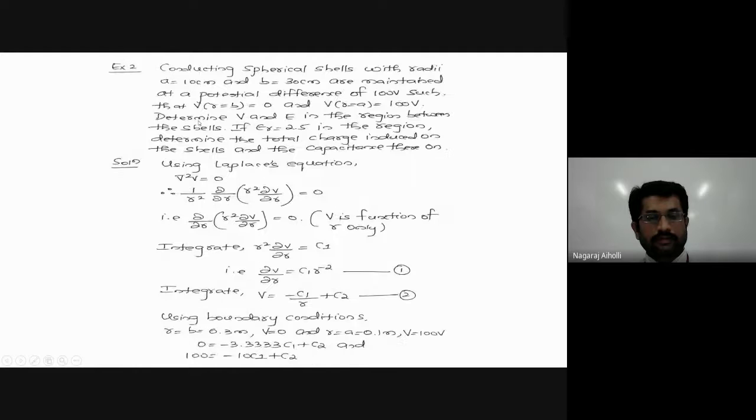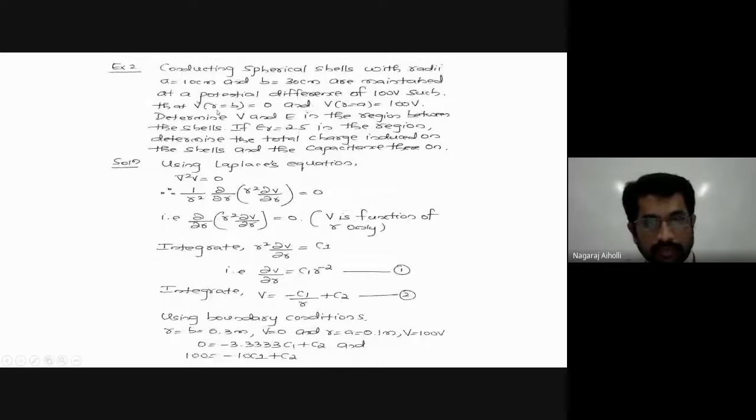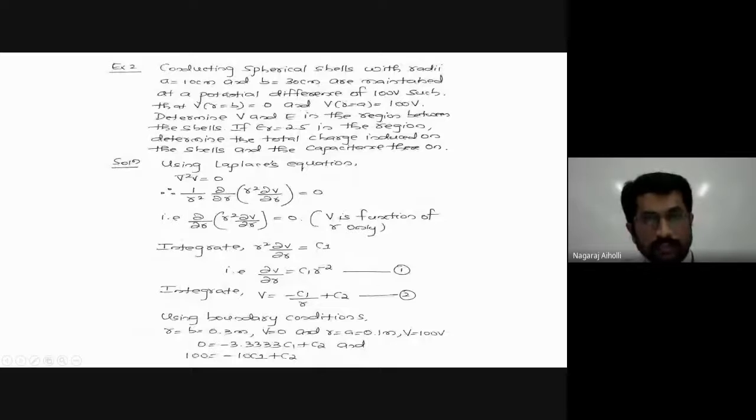Now we'll solve these two equations. If we solve these two equations, just cross verify later, students, as homework. So C1 will be minus 15 and C2 minus 50. Therefore, the equation for V is minus C1 by R plus C2, the main equation. We got the values of C1 and C2. This will be V equal to plus 15 by R, minus into minus is plus, and C2 is minus 50. Then find out E bar.